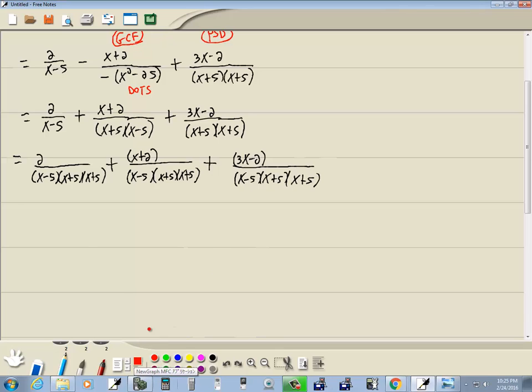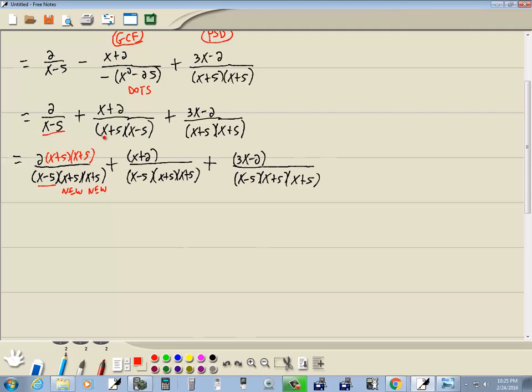Now we have to look at what new item has been put down below. This first fraction had an x minus 5, that's still there. The new items are the x plus 5 and the x plus 5. Whatever new items you have down here, you put up on top. So that'll be x plus 5, and that'll be x plus 5. The mathematical principle behind that is whatever you multiply by the denominator, you have to multiply by the numerator.